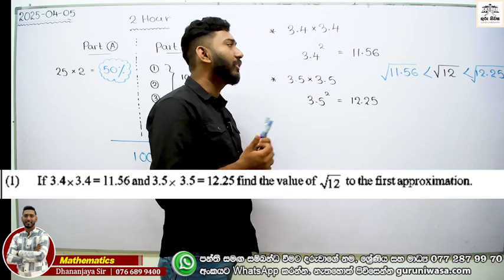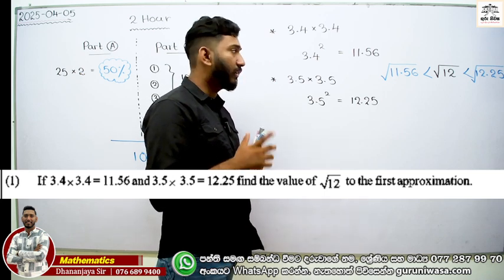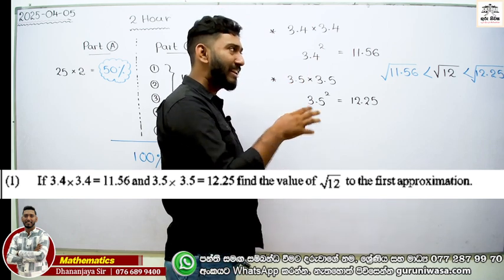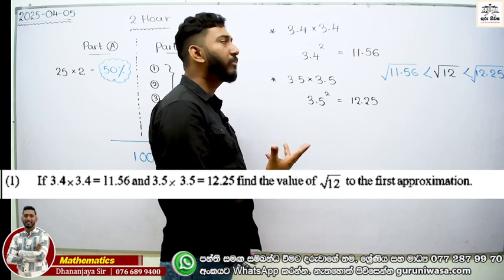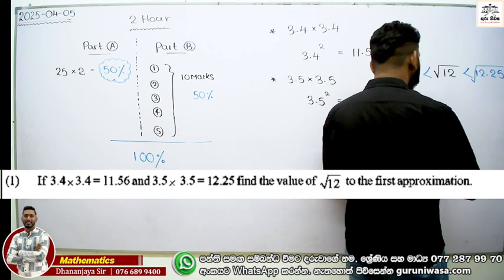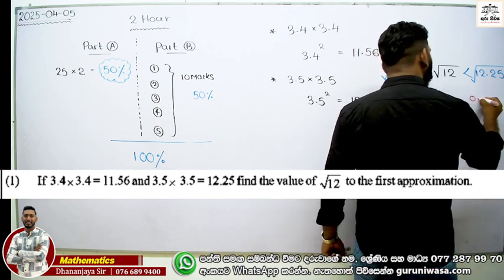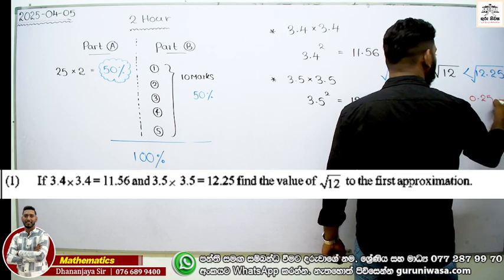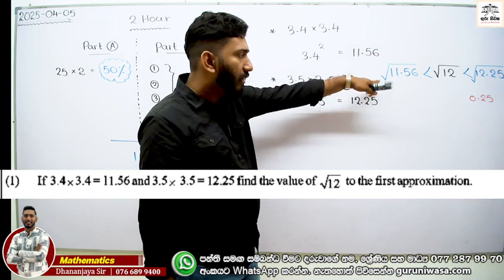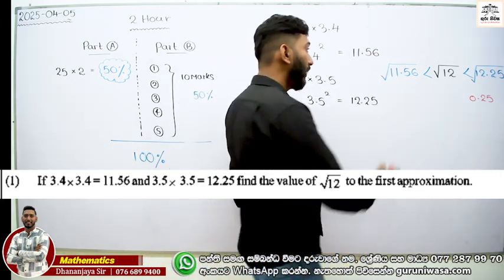12.25. Very good, Jinu, right? Now listen, 12.25 exceeds 12, but it's nearest to 12. It's approximately equal to 12 because the difference between these two numbers becomes 0.25.